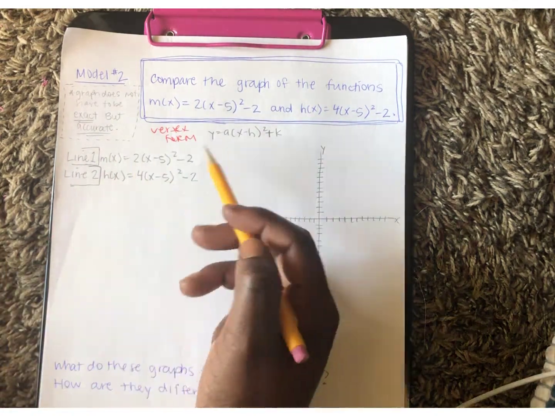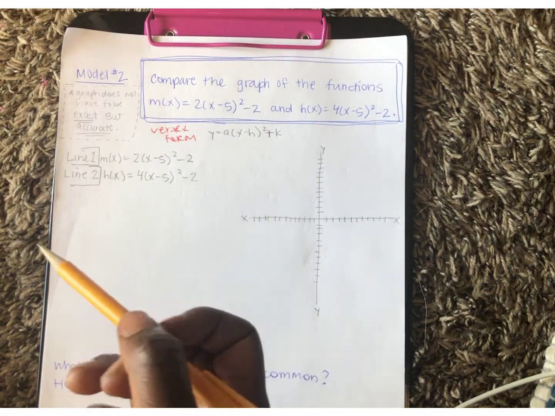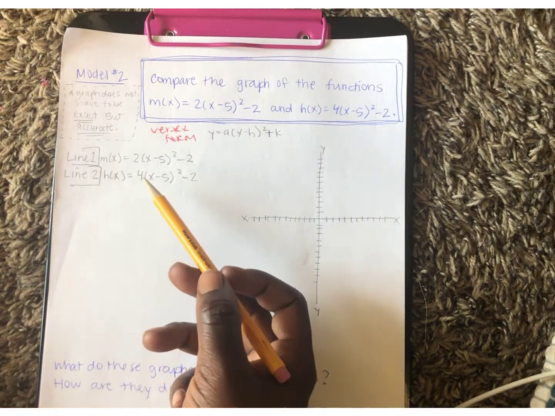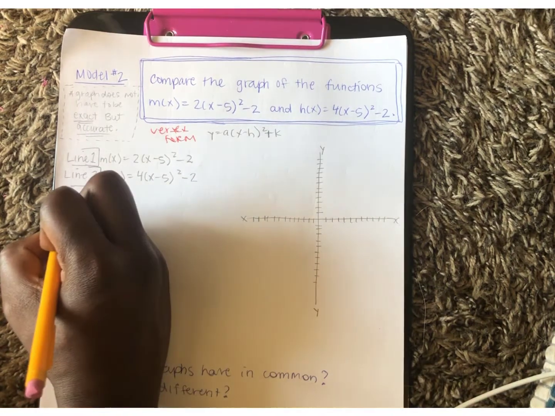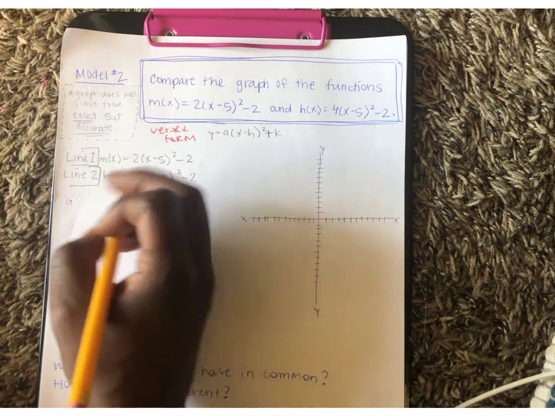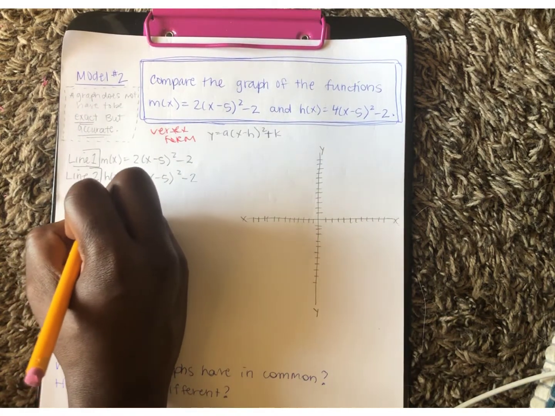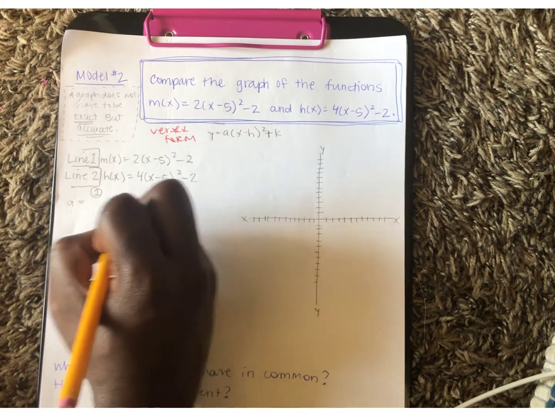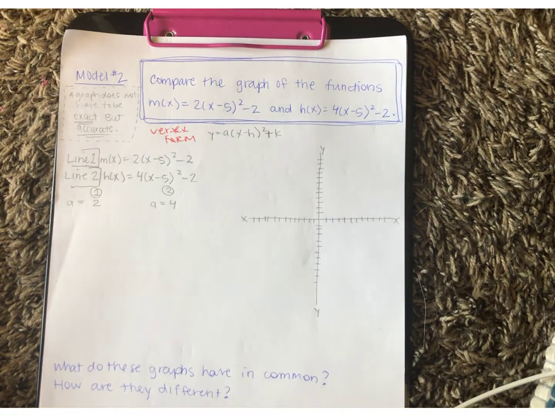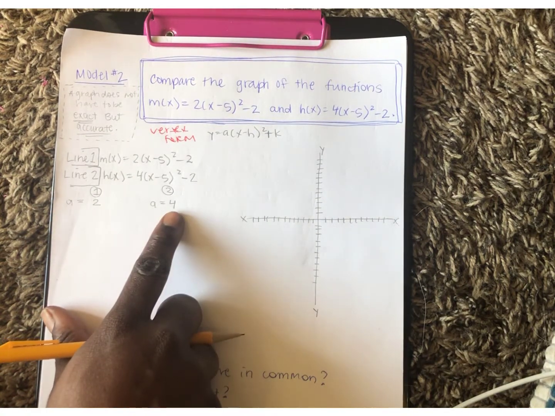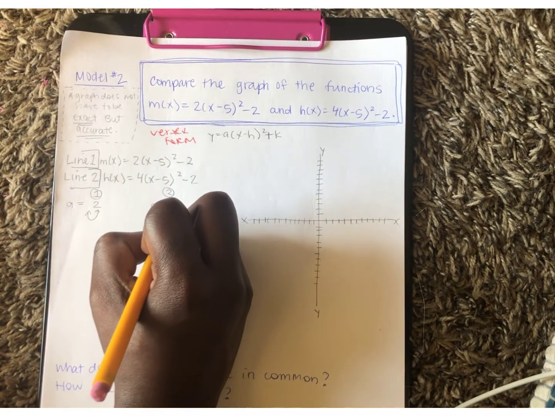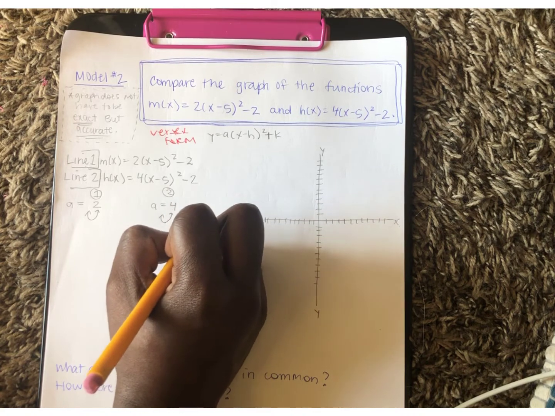So it's already in vertex form. That already tells me some things back in model 1. I could probably find the vertex, of course. So if we look at our two lines, first let's look at our A value, because that's what comes first in our vertex form. I'm going to put line 1 stuff right here and then line 2 stuff right here. Our A value for line 1 is 2, and my A value for line 2 is 4. Those are both positive numbers and they're greater than 1, so we know that our graph is going to open up. We know that at least, right?